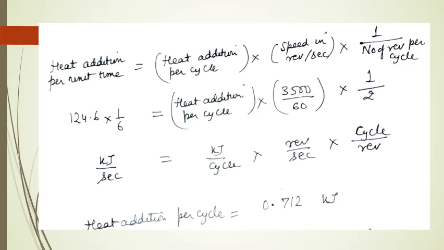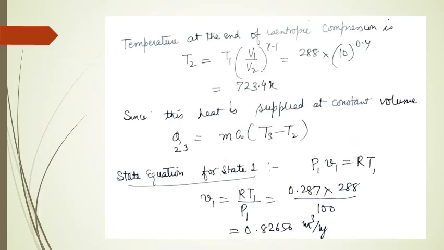So if you see unit wise, there is consistency of units on the left hand side and the right hand side of the equality sign. Both are having units in kilojoule per second. So the expression will give me the value of heat addition per cycle, and that comes out to be 0.712 kilojoule. It means 0.712 kilojoule per cycle is the heat that is given to the engine per cylinder.